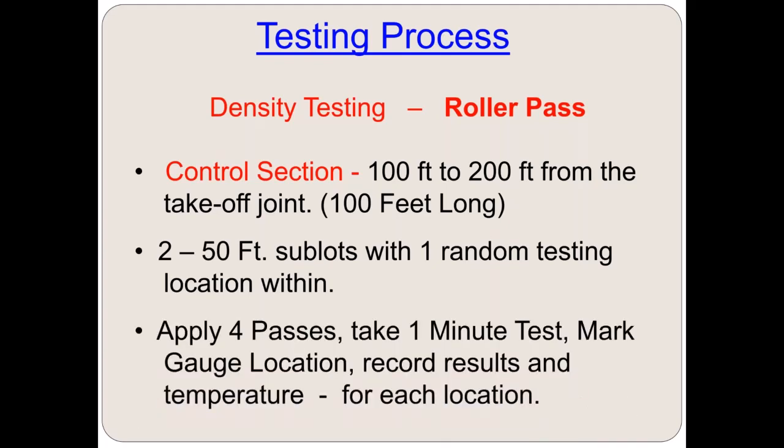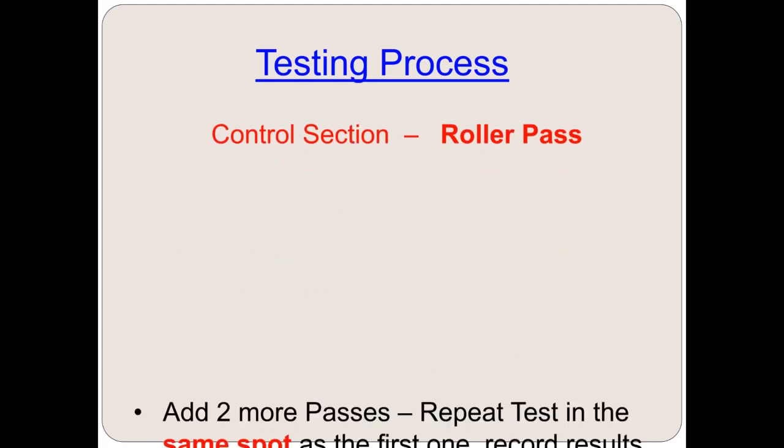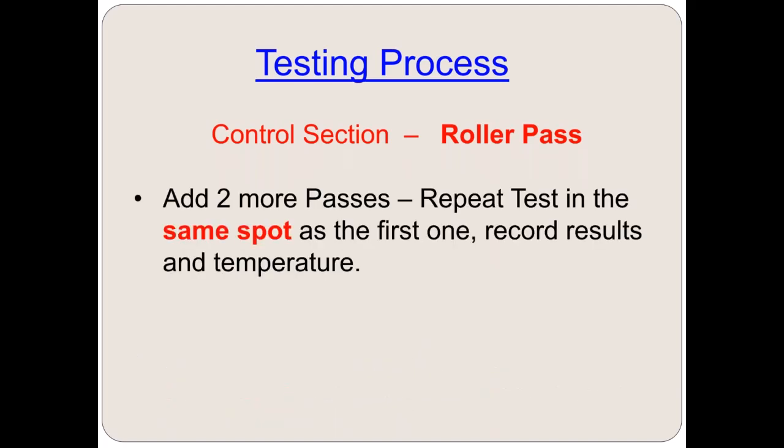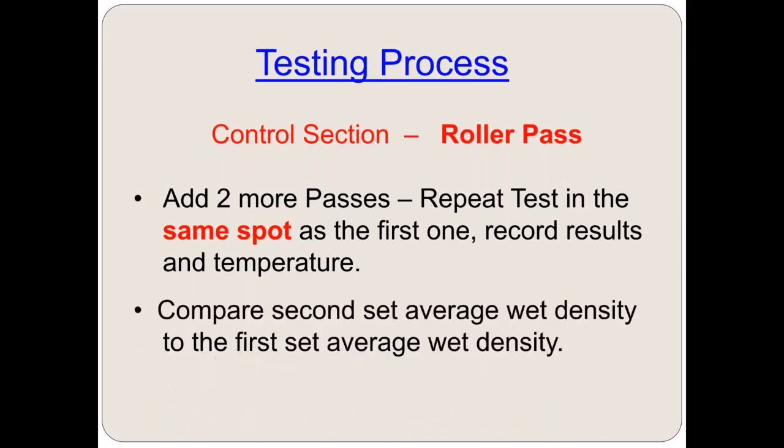We're going to apply 4 passes, take a 1-minute test, mark the gauge location, record the results, record the temperature, and do this for both locations. Then we're going to add 2 more passes and repeat the test in the same spot as the first one. And again, record the results and the temperature. And we're going to compare the second set average wet density to the first set average wet density.